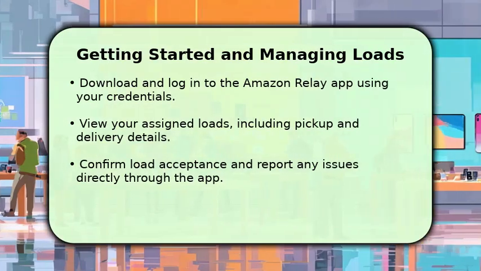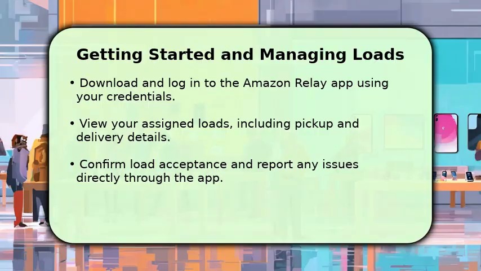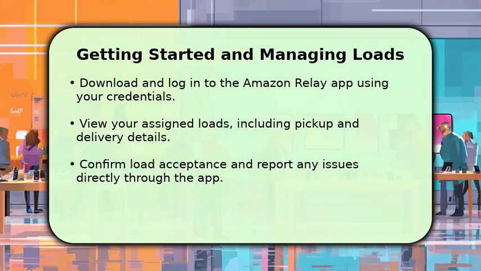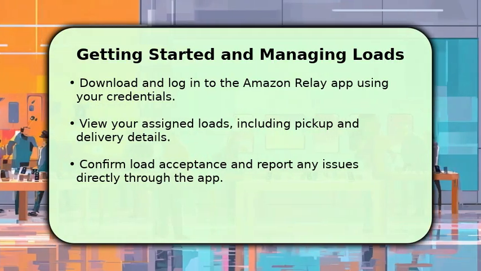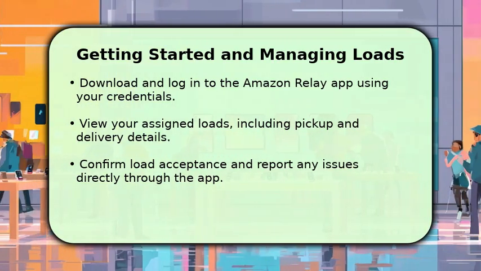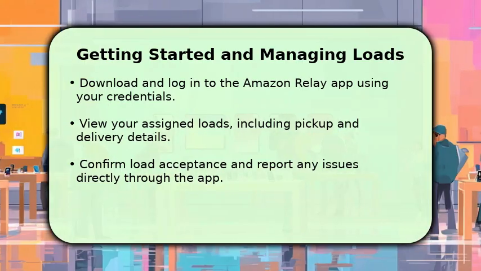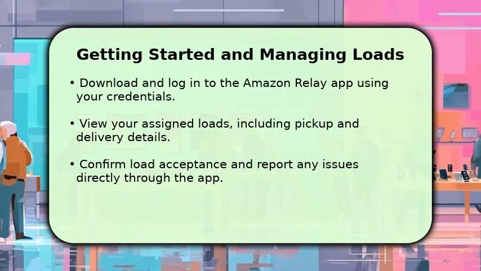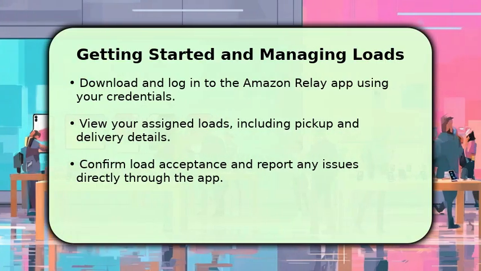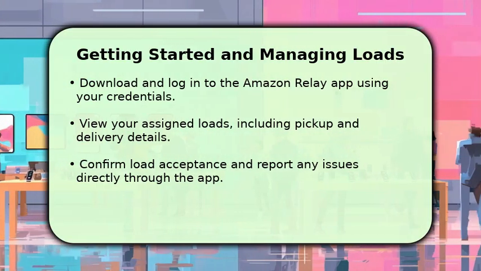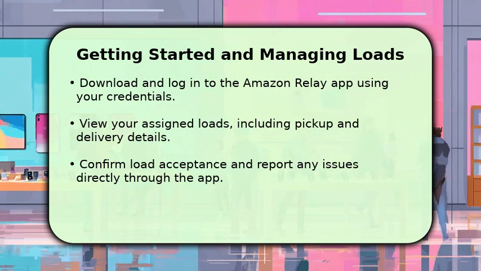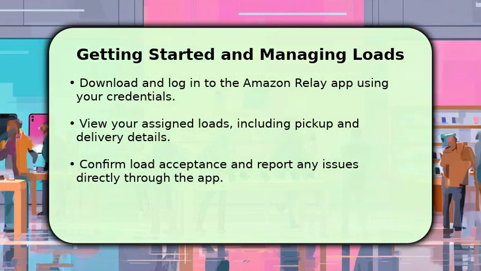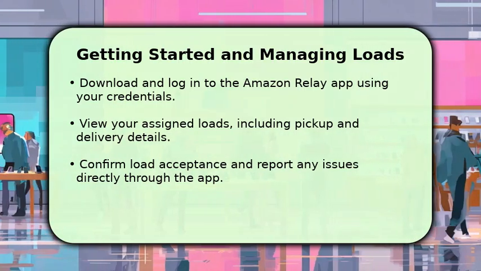To begin, simply download the Amazon Relay app from your device's app store and log in with your provided credentials. Once inside, you'll see a clear overview of your assigned loads, complete with all necessary pickup and delivery information. It's crucial to confirm load acceptance promptly through the app. Should any unexpected issues arise, you can easily report them directly, ensuring that everyone involved is kept in the loop. This initial setup is quick, getting you ready to hit the road with confidence.